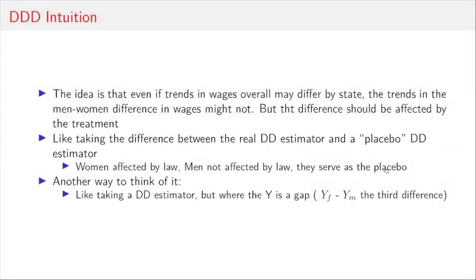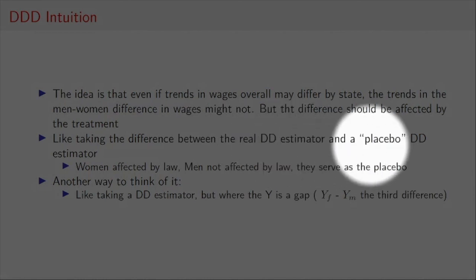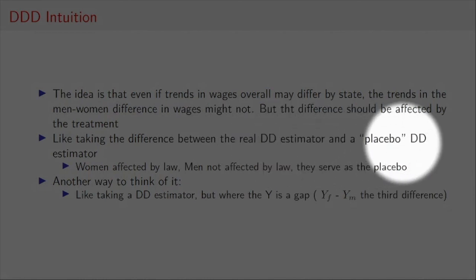So the men serve as a placebo. In a way, this is like taking the difference between the real difference in difference estimator, which is the difference in differences for women, and a placebo difference in difference, which is a difference in difference estimator for the men, which by definition would not be affected by that law.